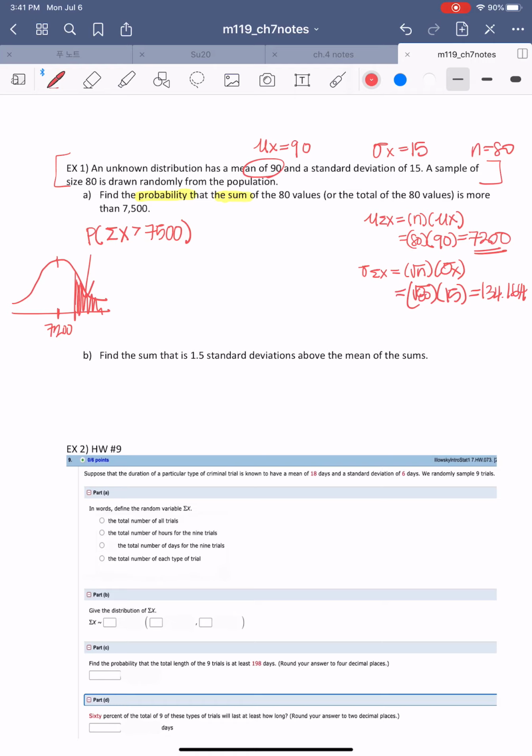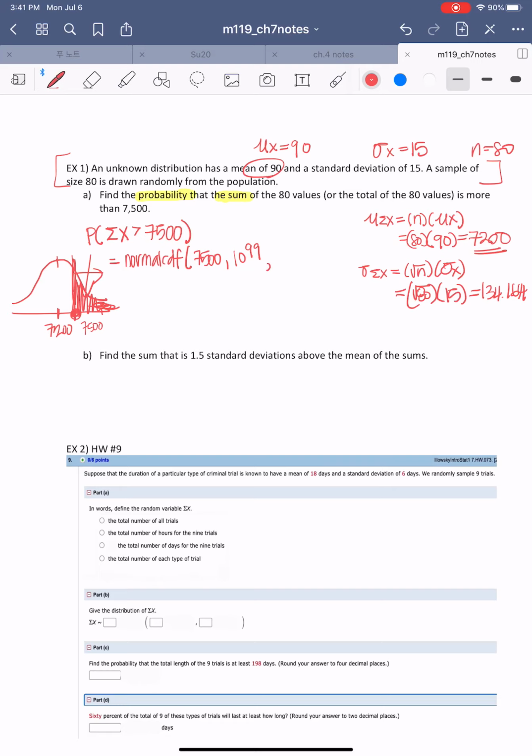Let's check. So we will use normal CDF, because this is a probability. Lower value, that's this one right over here, which is 7,500, because we want greater than 7,500. So that will be my lower bound. Upper bound will be 10 to the 99 because it's going all the way up to a really large number.